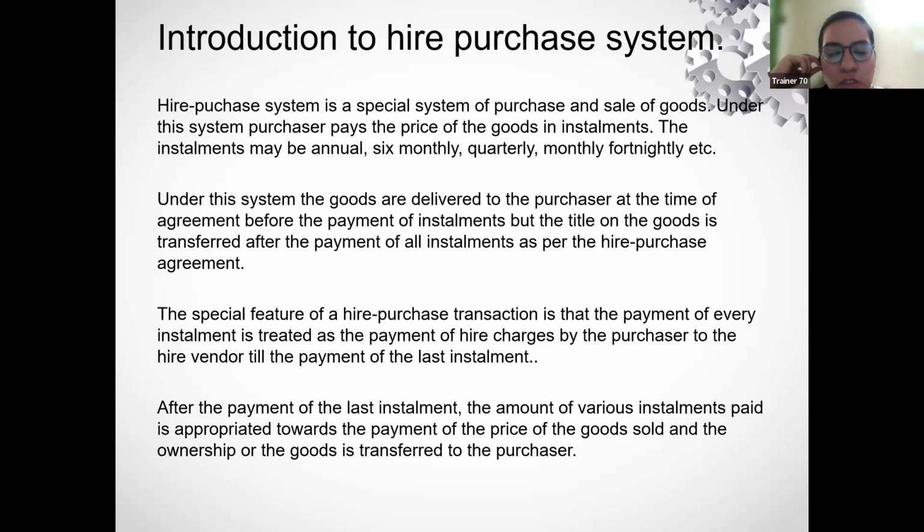After the payment of the last installment, what happens? The amount of various installments paid is appropriated towards the payment of price of goods sold, and the ownership is transferred to the purchaser only after the clearance of all the installments which were agreed between them.